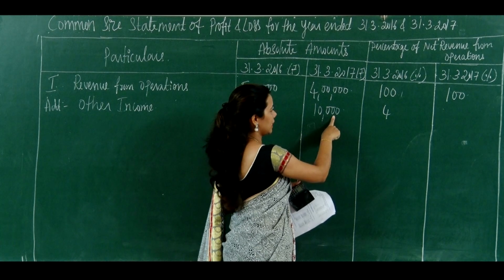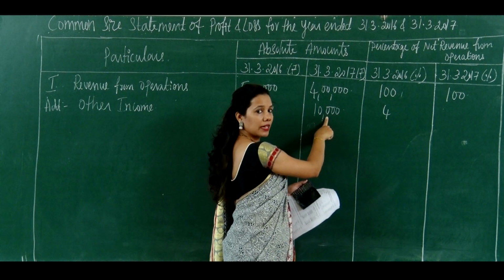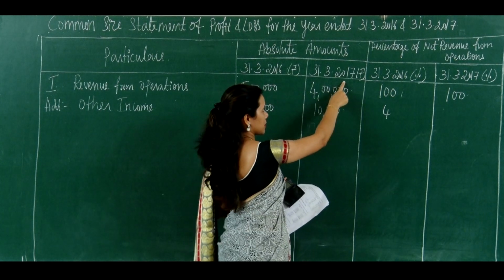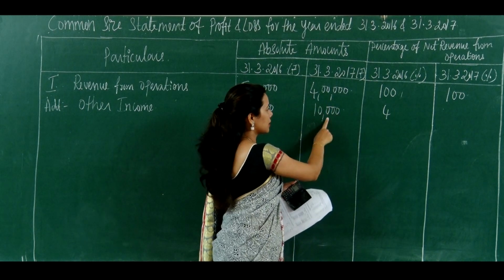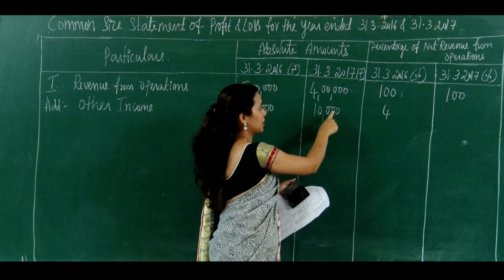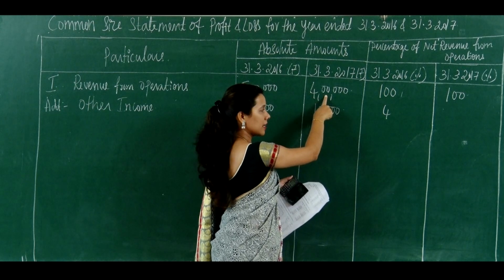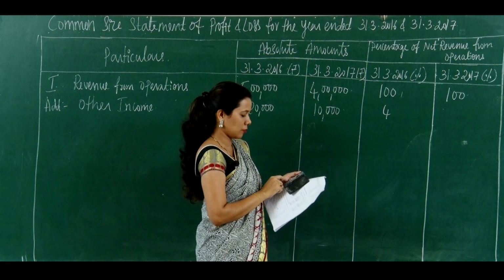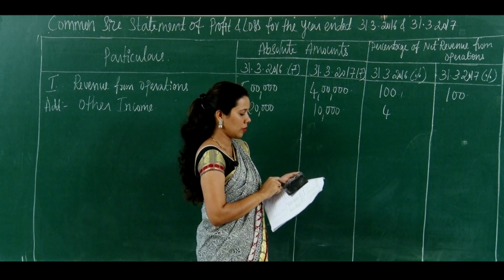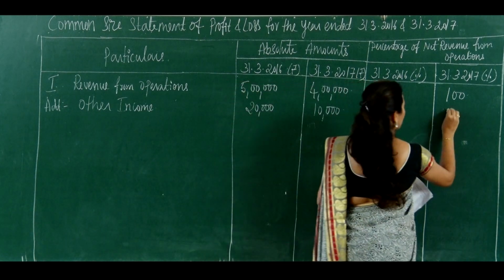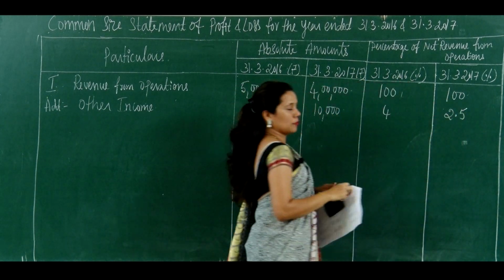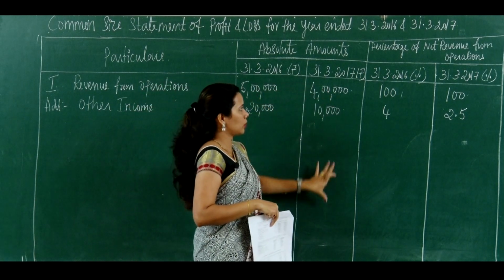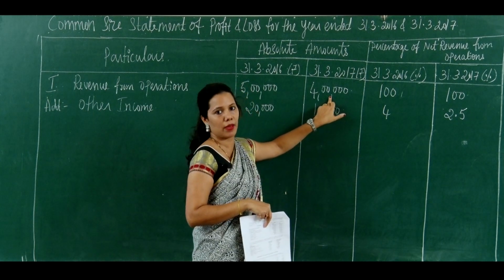Similarly, for 2017, other income is 10,000 and base for 2017 is 4 lakhs. Okay, not 5 lakhs, 2017's base is 4 lakhs. So, convert this 10,000 into percentage, that is 10,000 divided by base, that is 4 lakhs, into 100. So, it is 2.5. For the entire 2016 column 5 lakhs is the base, and for the entire 2017 column 4 lakh is the base.